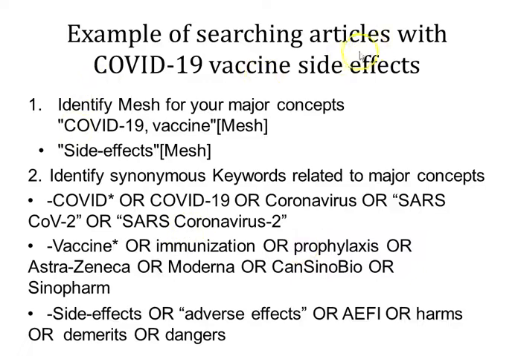For example, my study is on COVID-19 vaccine side effects. These all four words will be the MeSH terms. Then I will identify synonymous keywords related to my concepts, like COVID for COVID-19 or coronavirus or SARS-CoV-2, etc. For vaccine, I can use immunization or prophylaxis, etc., or maybe the names of vaccines. For side effects, I can use words like adverse effects, or adverse effects following immunization is a term, harms or demerits, dangers, etc.